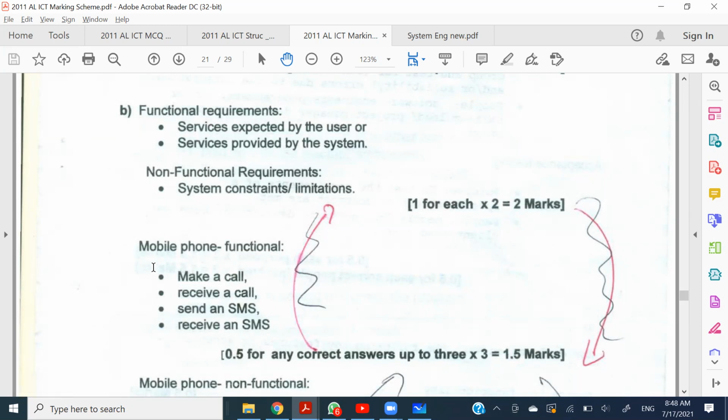And non-functional requirements are the system constraints and limitations, we say, right? The functional requirement says what we are expecting from the system, or what services are provided by the system, and when it comes to the non-functional requirements, it says how good or how bad those services are given to you, right?